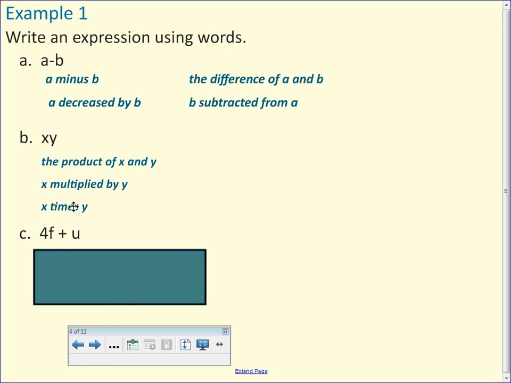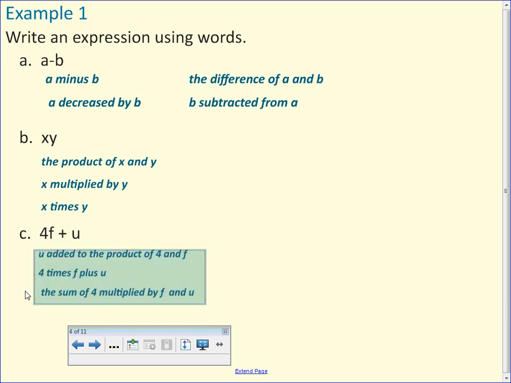What could we say for C? 4 times F plus U. What else? Trying to give everybody a turn here. What else could we say? The sum of 4 times F and U. Right, the product of 4 and F increased by U. To get some more math words in there. Okay, let's copy these into your notes.